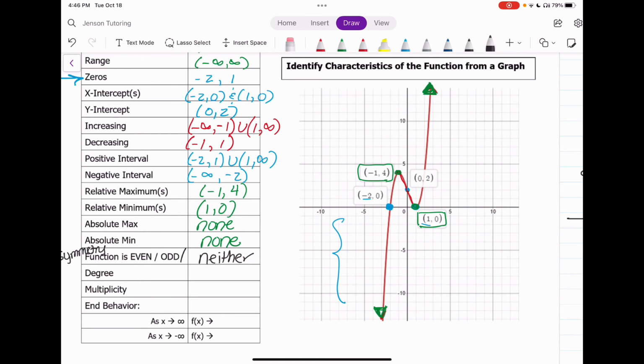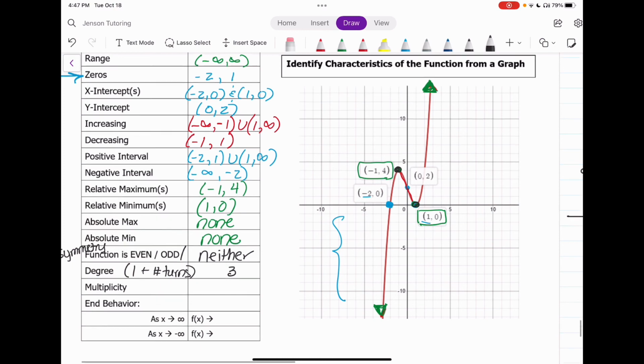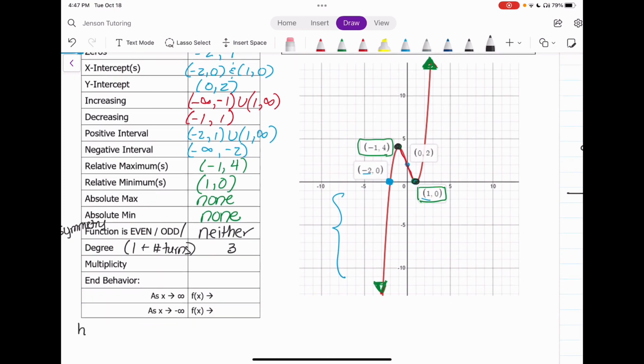All right, and then the least degree. So again, remember the least degree, I count the number of turns and add 1. So I have a turn right here, 1, 2. So the degree, the least degree would be 3, which makes sense because the highest exponent is odd.